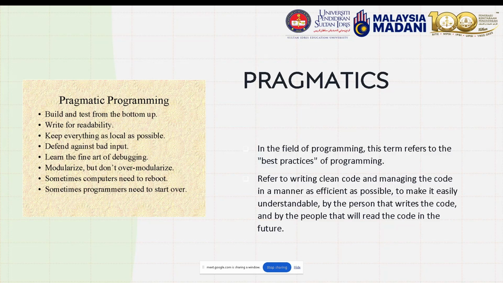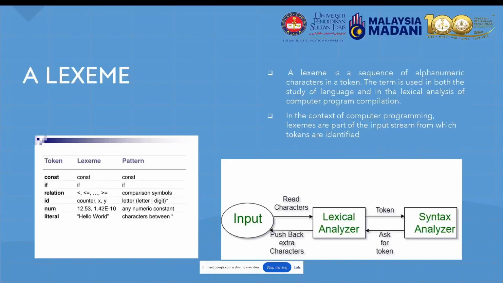Okay, another meaning for pragmatic is that it refers to a way of how language or programming is practically being used or being practiced. Okay, we have lexeme. Lexeme is the lowest level syntactic unit of the language. Basically it can be a single word or string of words. Each lexeme is categorized by a name or a token.